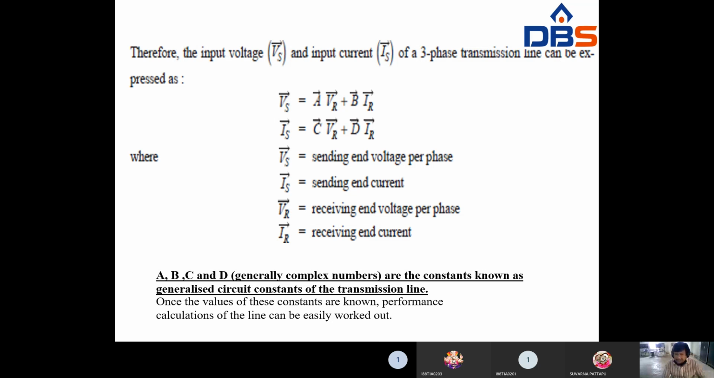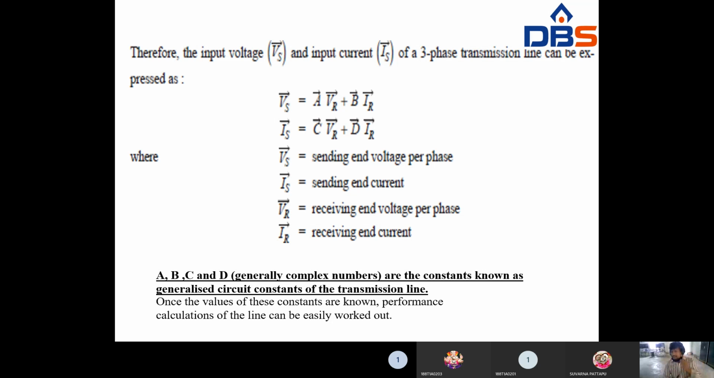Once the values of these constants are known, suppose we calculate the ABCD values, then you can easily find the Vs and Is, right? We know the VR, we know the IR. Receiving values are known parameters, so output values are known parameters. Input values are unknown parameters.